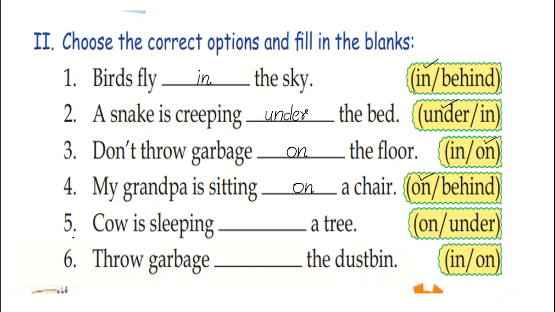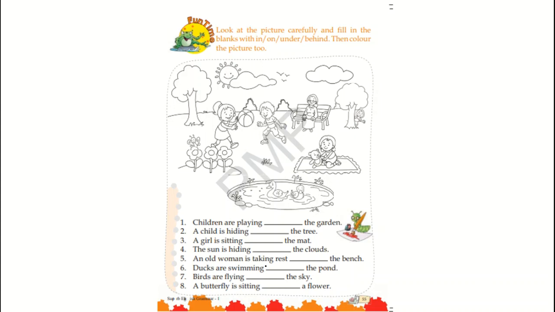Number 5. Cow is sleeping dash a tree. Under a tree. Cow is sleeping under a tree. Number 6. Throw garbage dash the dustbin. In the dustbin. Throw garbage in the dustbin. With this, children, we have completed our Exercise 1 and Exercise 2. Now it is time for fun time at page number 55.